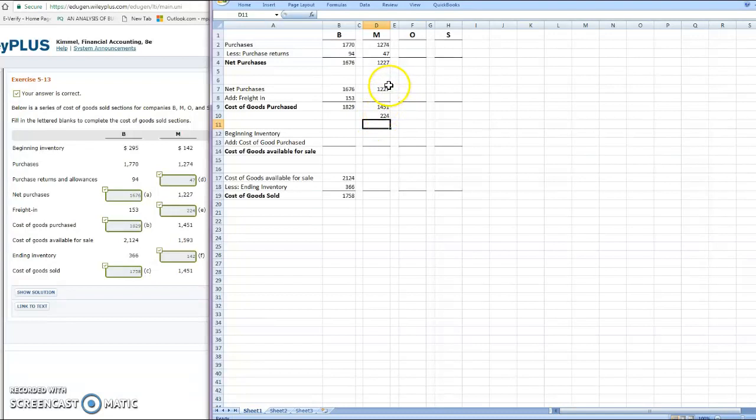We know if we take our net purchases, we add the freight in, then we get the cost of goods purchased. So opposite of that is we take our cost of goods purchased, we subtract our net purchases, that will give us the freight in. And again, if you just want to double check to make sure, you can take your net purchase, add the freight in, you get the $1,451 of the cost of good purchase. So we know we're good on that one.